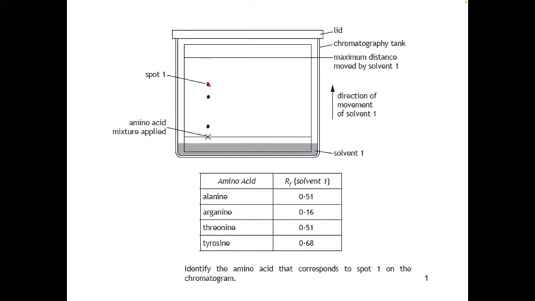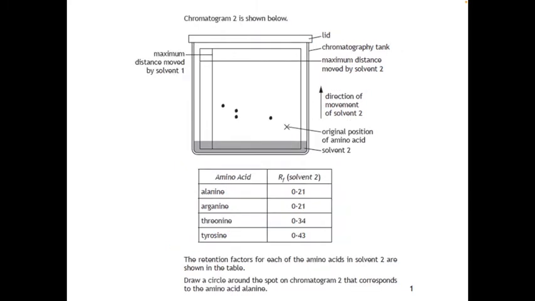Let's work this out. So we will have to work out the RF value for this spot 1 to tell us which one it could be. In fact, you don't even have to do that. A simpler way to do this, you know it's the one that's travelled the furthest, so it's going to have the one with the greater RF value. So that answer here is going to be tyrosine. Okay, that was actually a lot easier. Then it says the retention factors for each of the amino acids in the solvent 2 are shown on the table. So what we need is we are trying to work out spot 2.